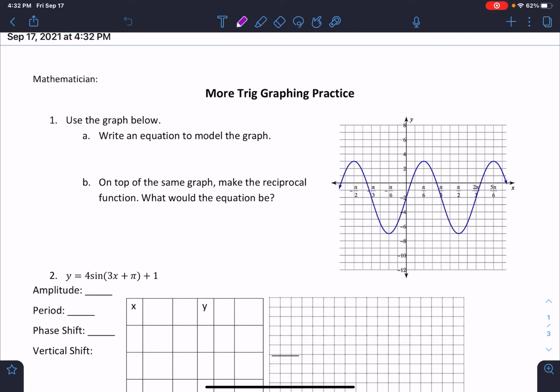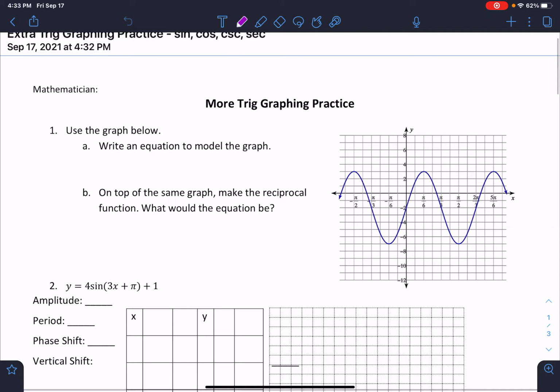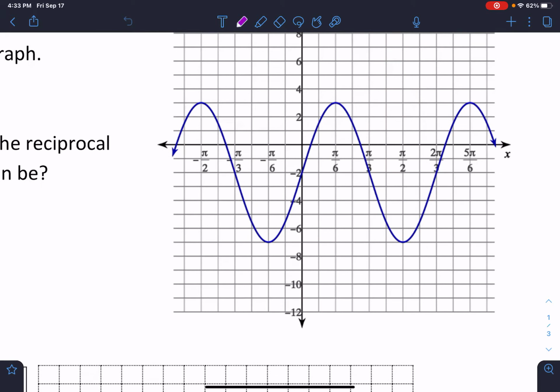Today we're going to do some trig graphing review. So what we have in front of us is a graph. We have to make an equation. When I stare at this graph, the first thing I'm going to notice is that the maximum is at 3 and the minimum is at -7.